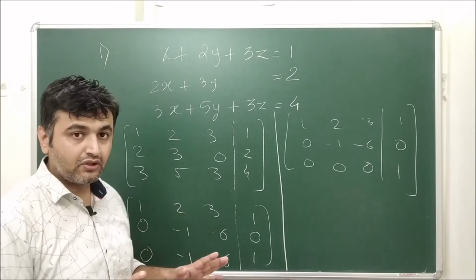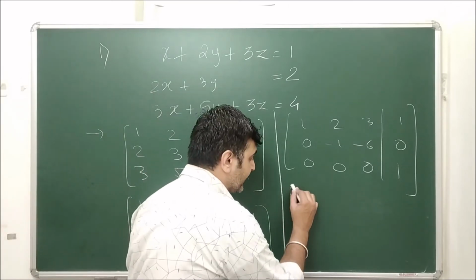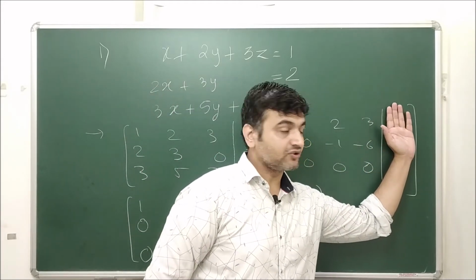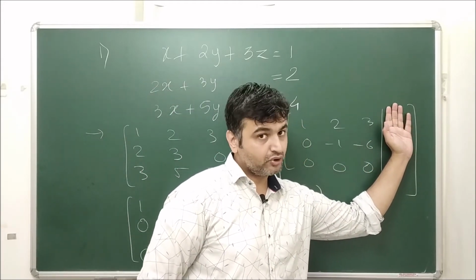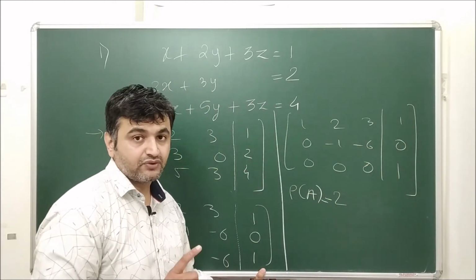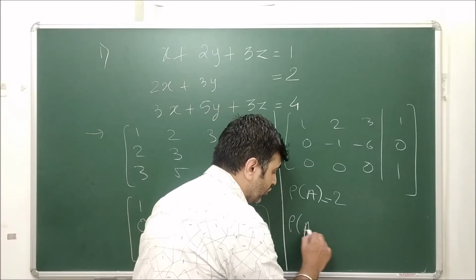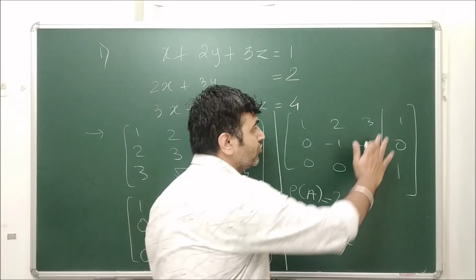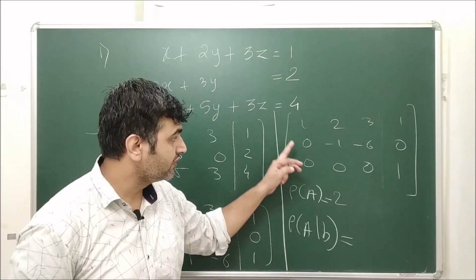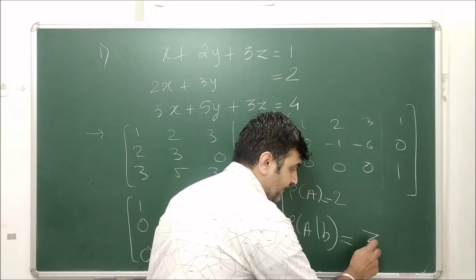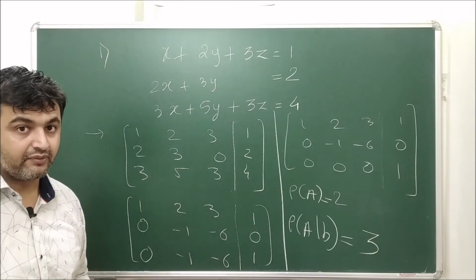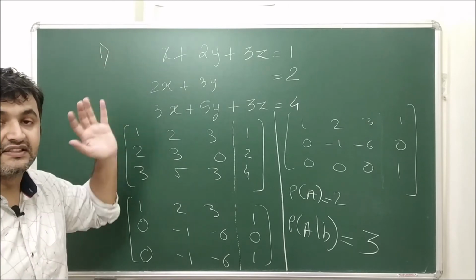Now this is in the row echelon form. Good. Now you see what is the rank of A. That means you ignore the column B. You ignore this column. How many non-zero rows are there? 2. Therefore the rank of A is 2. What is the rank of A augmented B? That means you look at all of this together in one shot. How many non-zero rows are there? 1, 2, 3 non-zero rows. Therefore the rank is 3. So since the rank of A is not equal to the rank of A augmented B, this system is an inconsistent system.